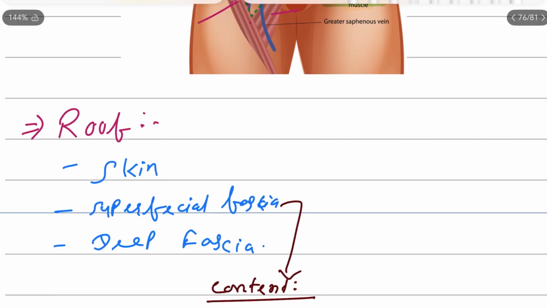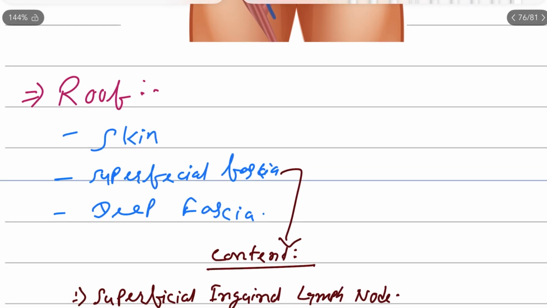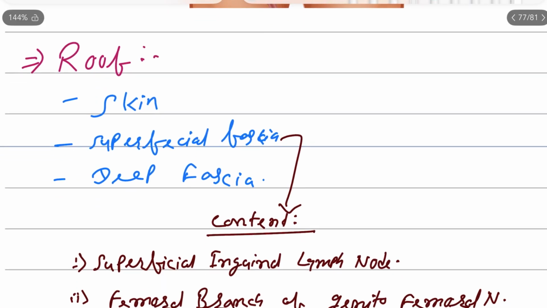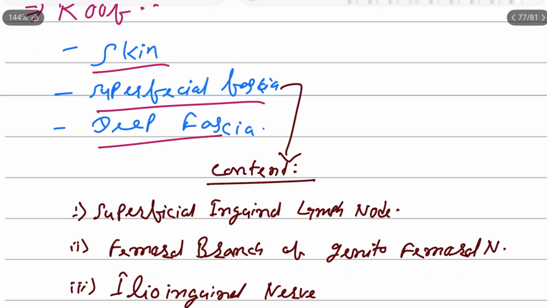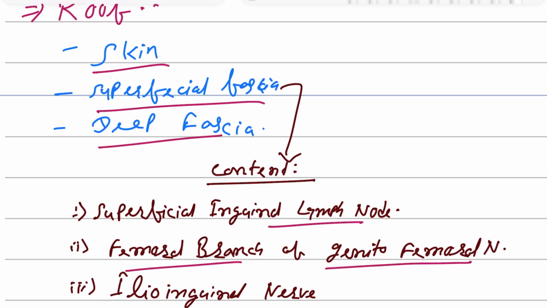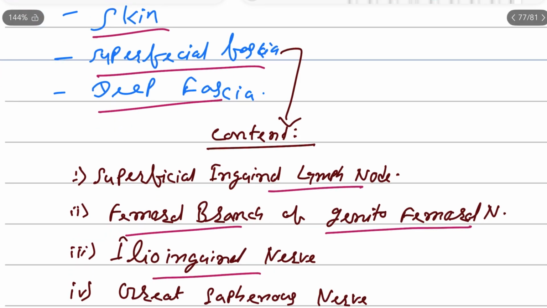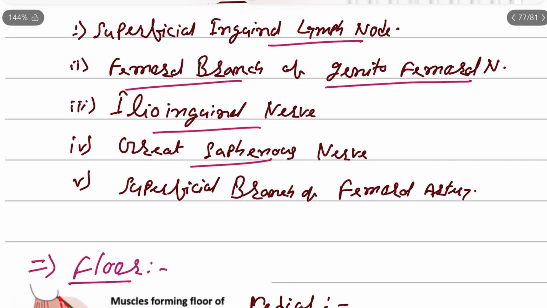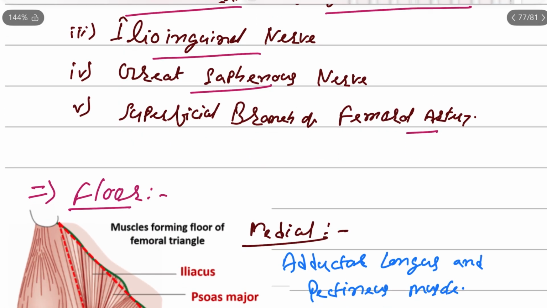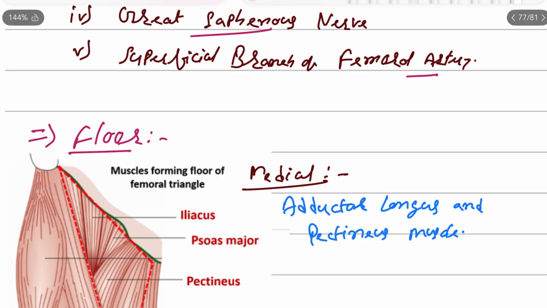Now I will discuss the roof of the femoral triangle. The roof is made by the skin, superficial fascia, and deep fascia. The superficial fascia contains the superficial inguinal lymph nodes, the femoral branch of the genitofemoral nerve, the ilioinguinal nerve, the great saphenous vein, and superficial branches of the femoral artery.